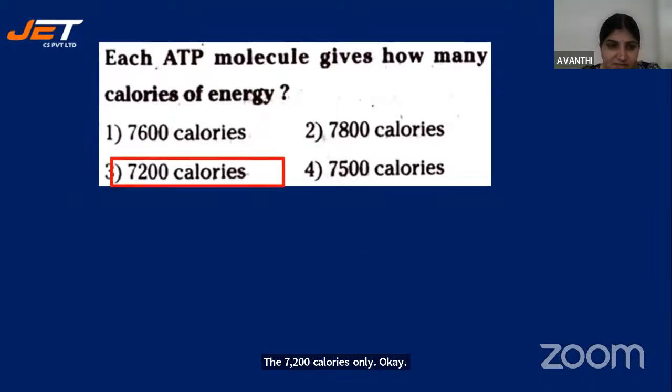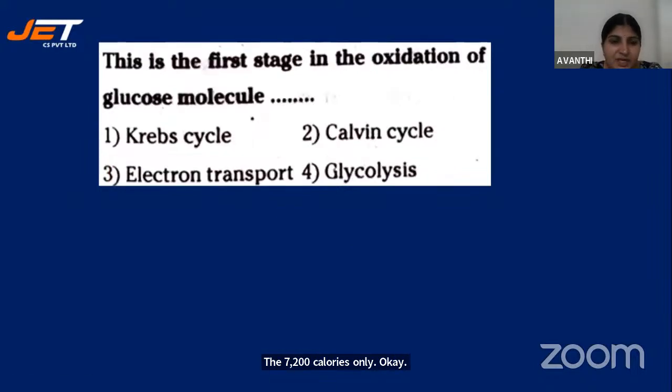Yes, this is the answer, 7,200 calories. Next. This is the first stage in the oxidation of glucose molecule. What is the first stage? Initially, what is happening in the breaking down of the glucose molecule?